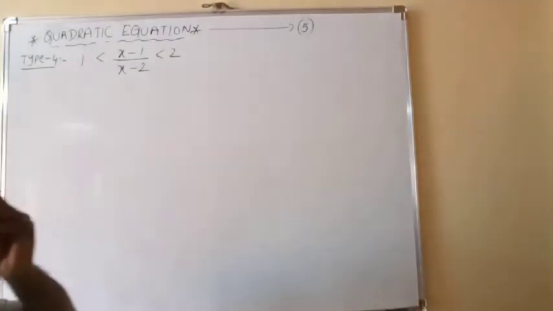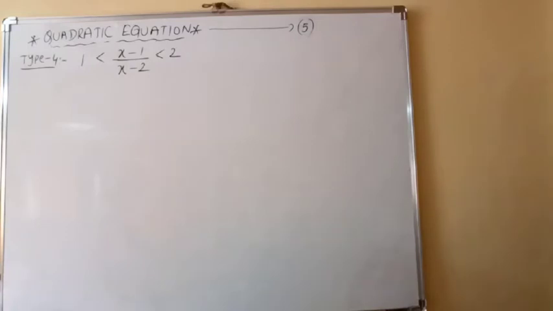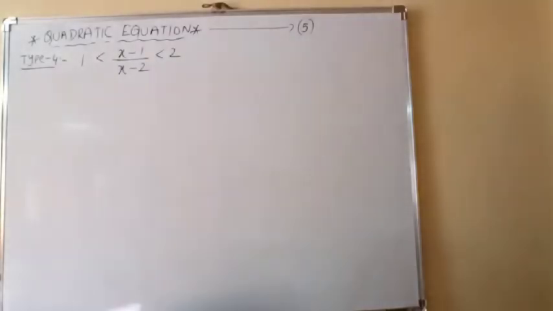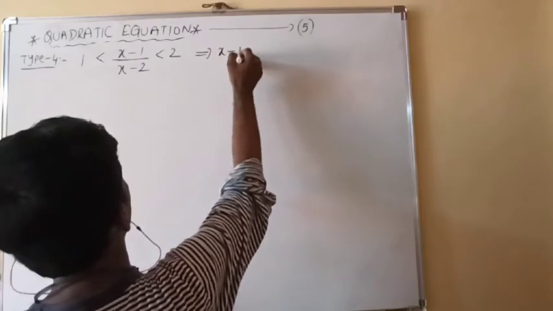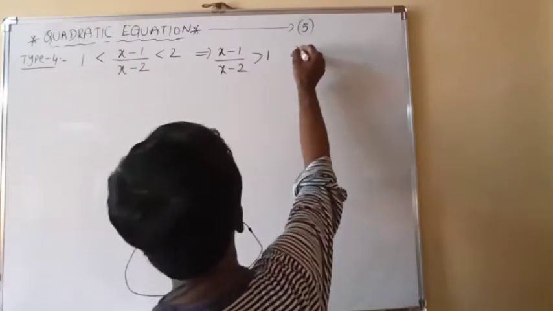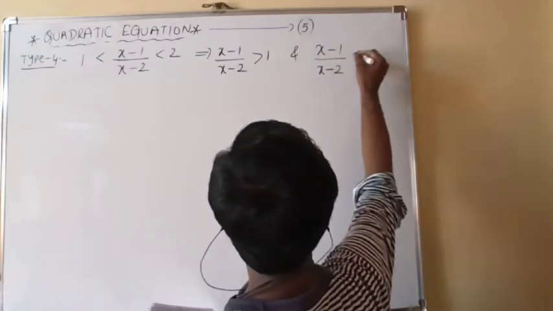So part 5, the last type. 1 less than (x minus 1) by (x minus 2) less than 2. So how to evaluate this? What is the meaning of this? It means (x minus 1) by (x minus 2) is greater than 1 and (x minus 1) by (x minus 2) is less than 2.